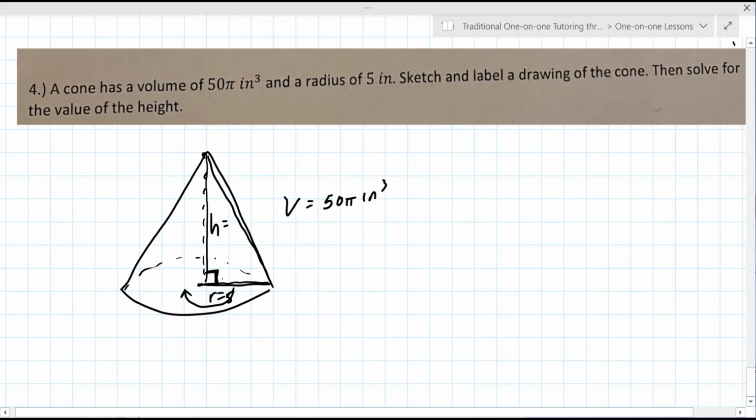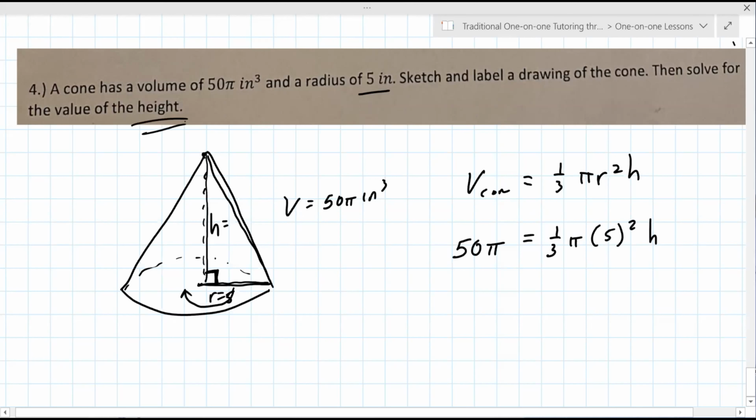All right, so your volume of a cone is 1/3 pi r squared h. You got to know that formula. This time you're given the volume of the cone is 50 pi. The radius is 5, so we're going to do 5 squared. The height, though, we don't know. We're trying to find the height in this problem, but that's only one variable, so we're in good shape. We can solve for one variable.